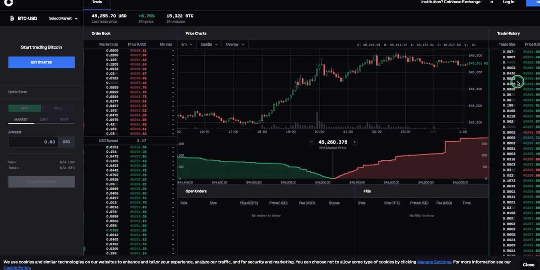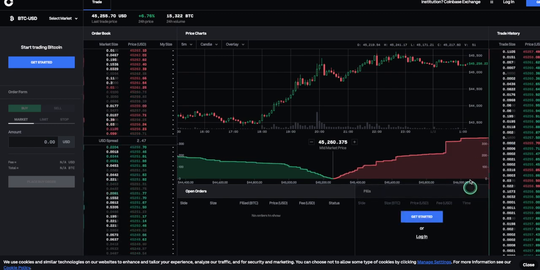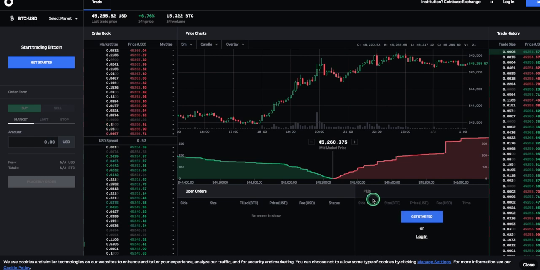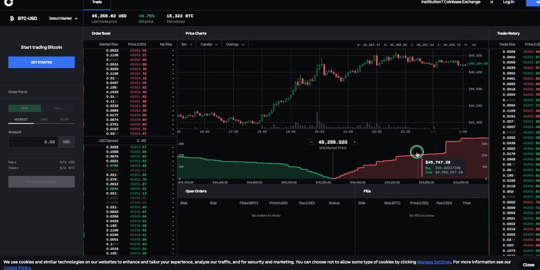So we're at, wow, what are we at now? 45.2. And you can see the orders over here being executed on the right. It's a mix. A lot of buys at 45.2, the green. 45.2, green, green, green. Some people are selling at 45.2.